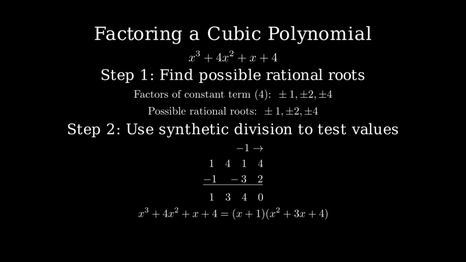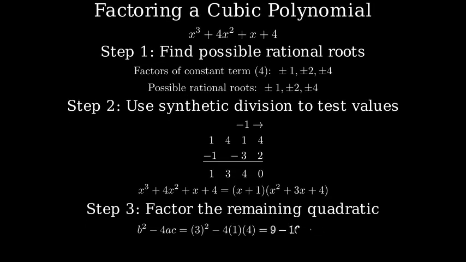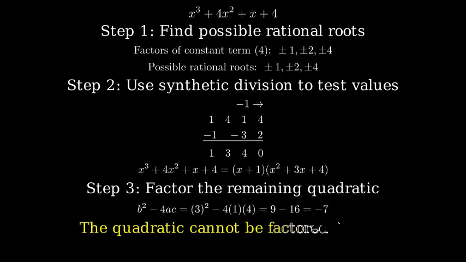Now we need to factor the quadratic term x squared plus 3x plus 4. Let's check if this quadratic can be factored by finding its discriminant. The discriminant b squared minus 4c equals 9 minus 16, which is -7. Since the discriminant is negative, this quadratic has no real roots and cannot be factored further.